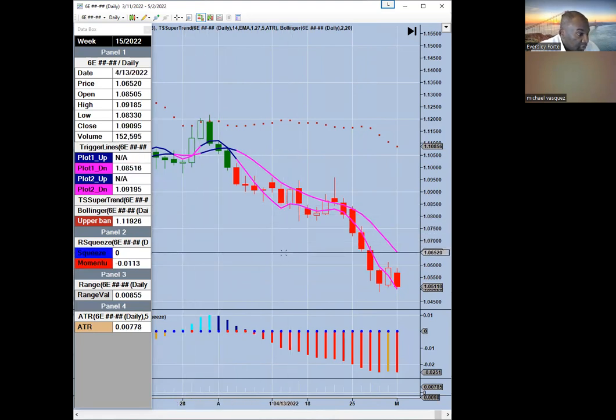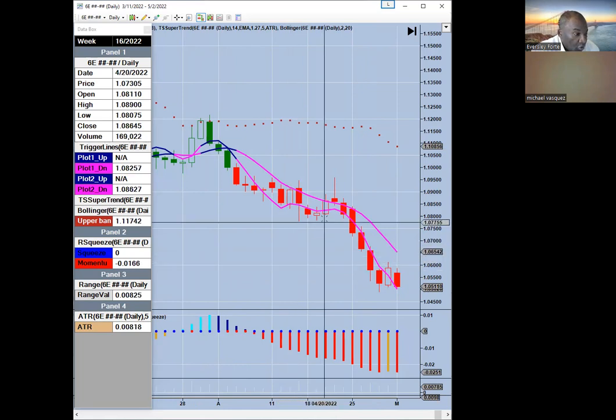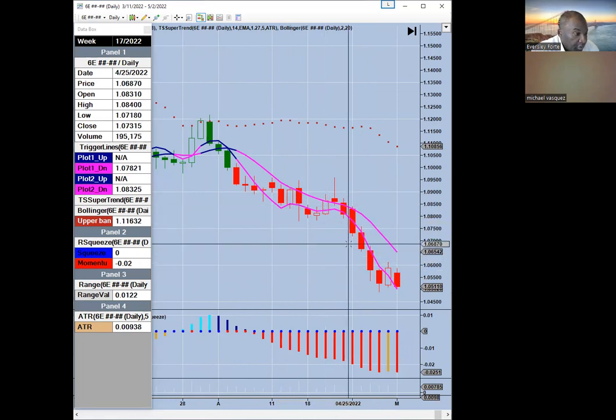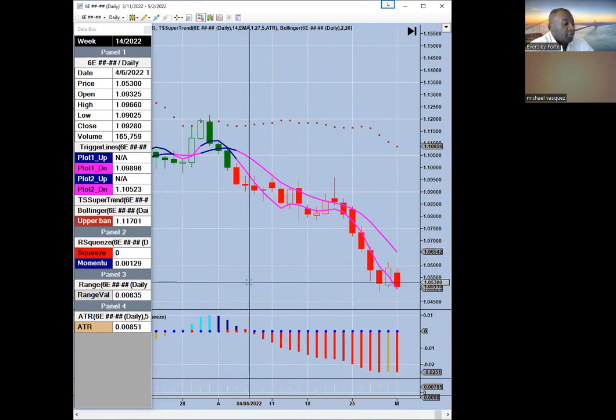If the candle is filled in, it's a down day. If it's not filled in, it's an up day. The open bodies are up days, and the filled-in candles are down days. This strategy we call bear attack. It's a bearish strategy which we use on currencies. We use it on Forex.